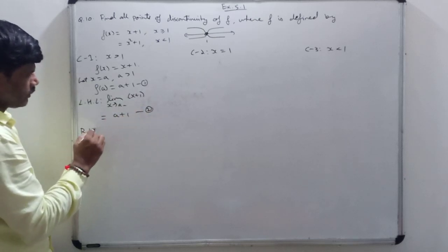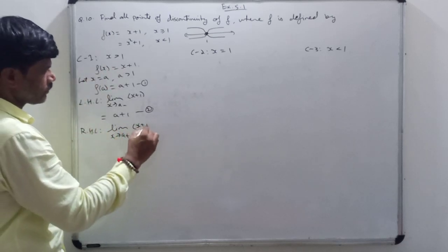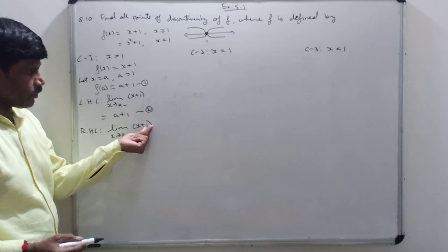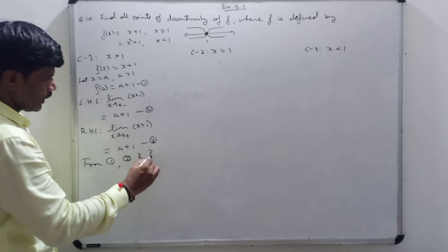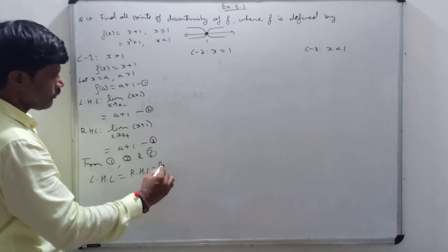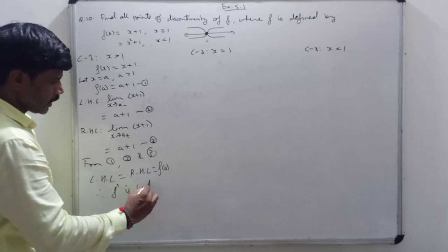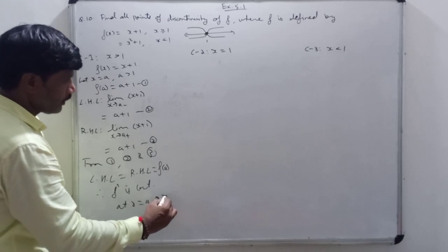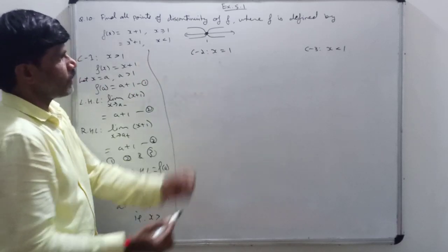Now you find out the right hand limit. Limit as x tends to a plus of f(x). f(x) here is x + 1. So when we apply the limit, we get a + 1, since the limit of x is a when x tends to a, and the limit of a constant is the constant. Give it 3. From 1, 2 and 3, what did you observe? Left hand limit is equal to right hand limit, which is equal to the value of the function. So therefore the function is continuous at x = a, where a is greater than 1, that is, for x greater than 1.